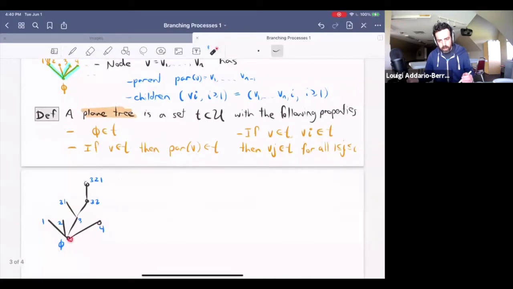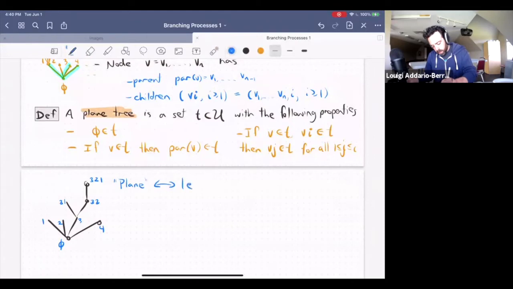Equivalently, they're rooted, unlabeled trees endowed with a planar embedding, or equivalently a left to right order on the children of each node. So this sort of corresponds to having a left to right ordering on children.